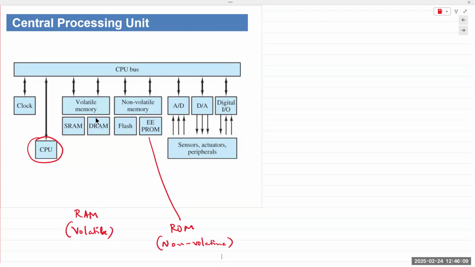Then came the EPROM, which was the erasable PROM, which was erasable using only a UV light. And then came the electrically erasable PROM, which was EEPROM. That's what the name stands for. Anyway, as consumers, we don't have to worry about any of this, but as engineers, you might come across something like this in your systems.